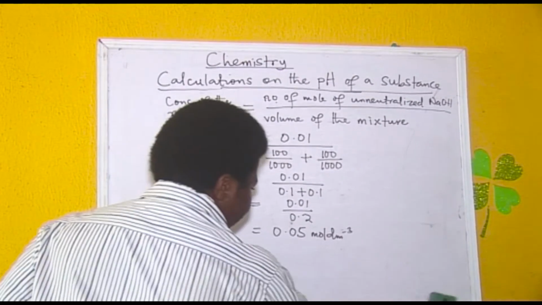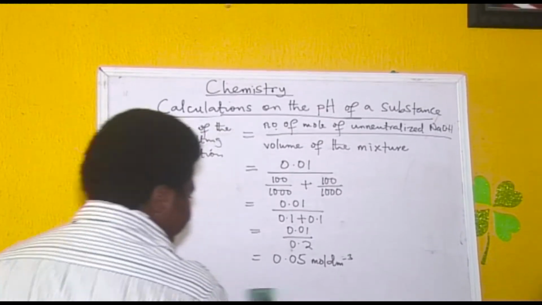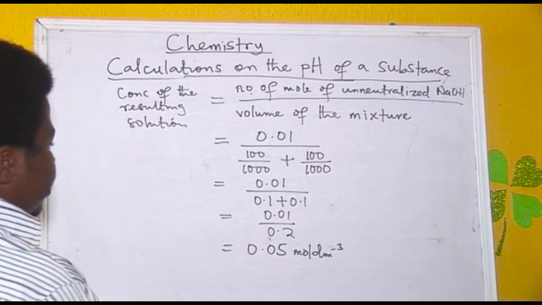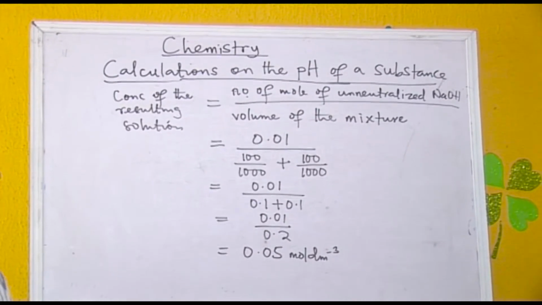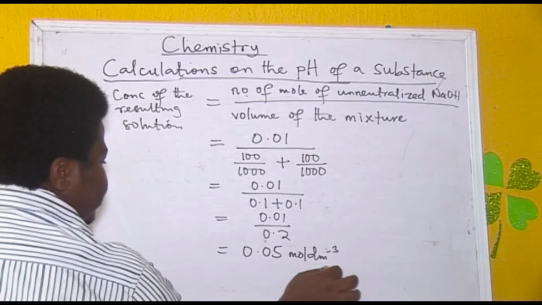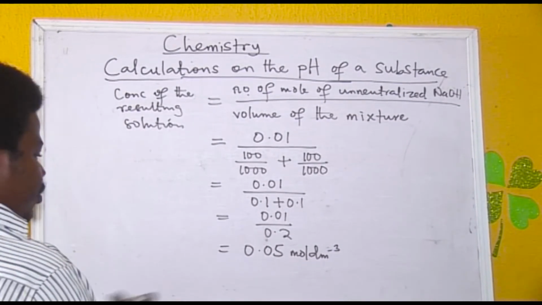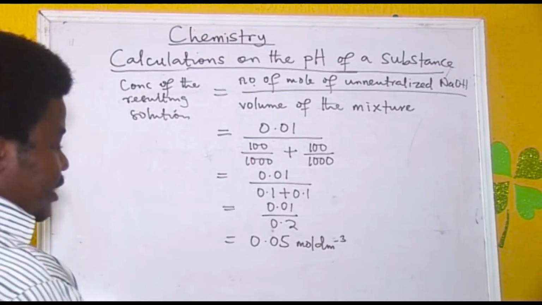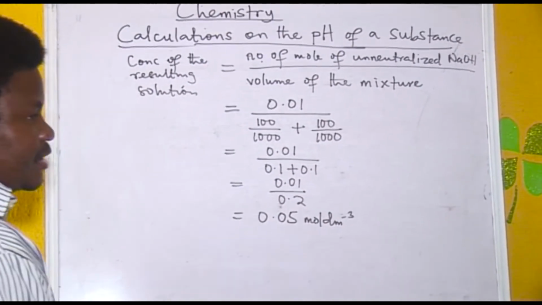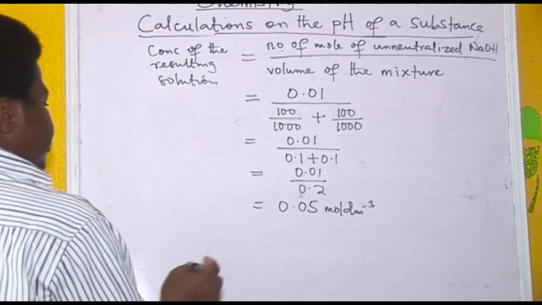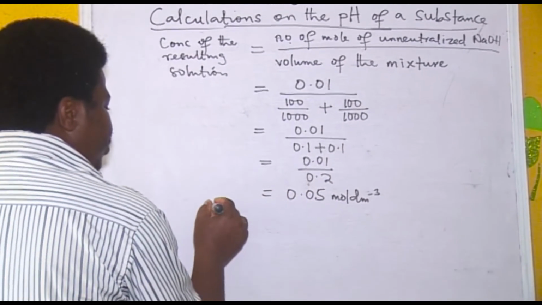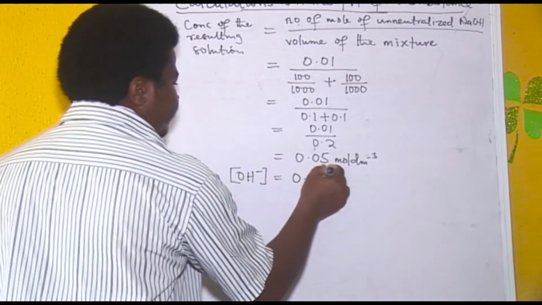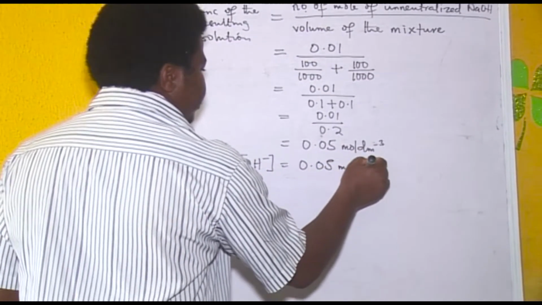That is not our final answer. Our final answer is to get the pH of the resulting solution. So we now know that the resulting solution will contain this concentration of NaOH. Since it is NaOH, a base, we cannot directly calculate the pH from this information. This is the hydroxyl ion concentration, which is 0.05 mole per dm cube.